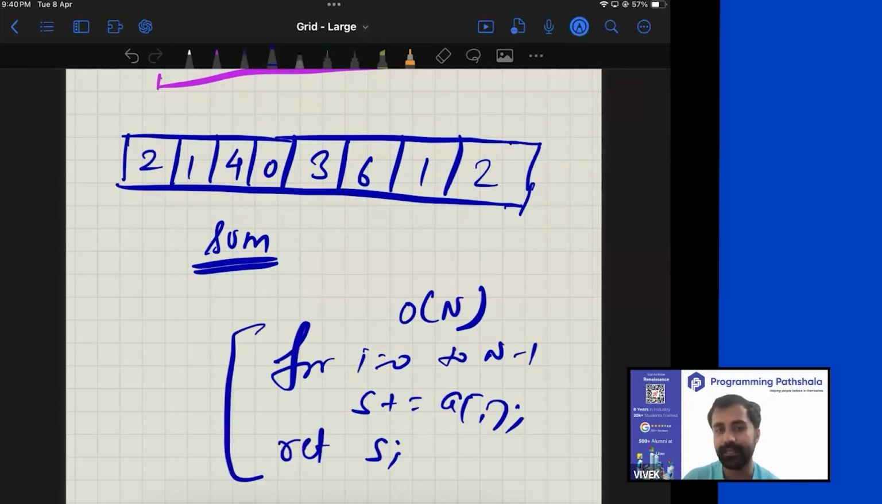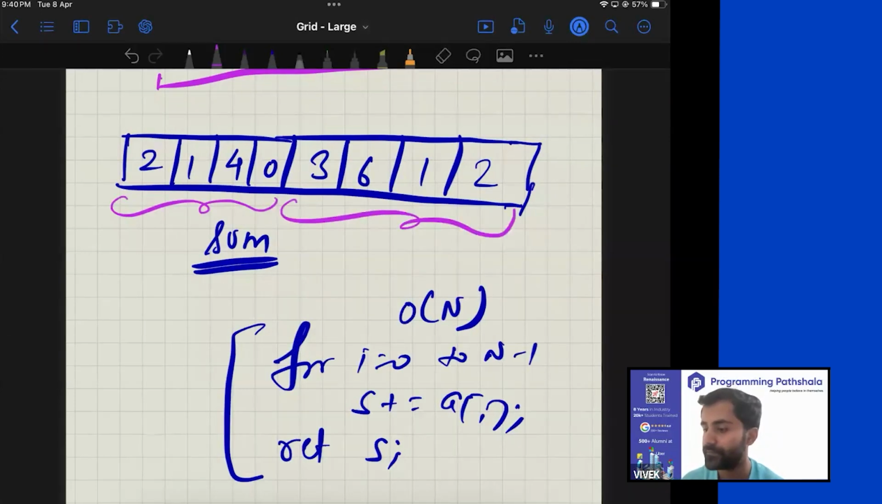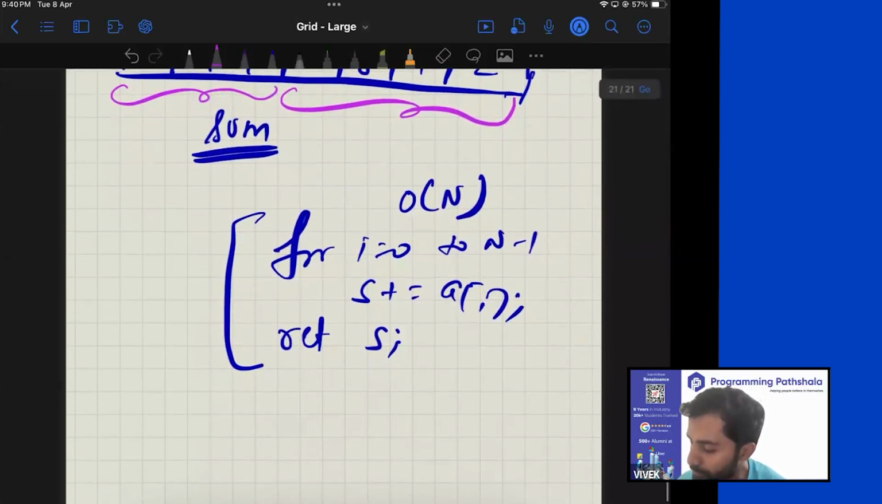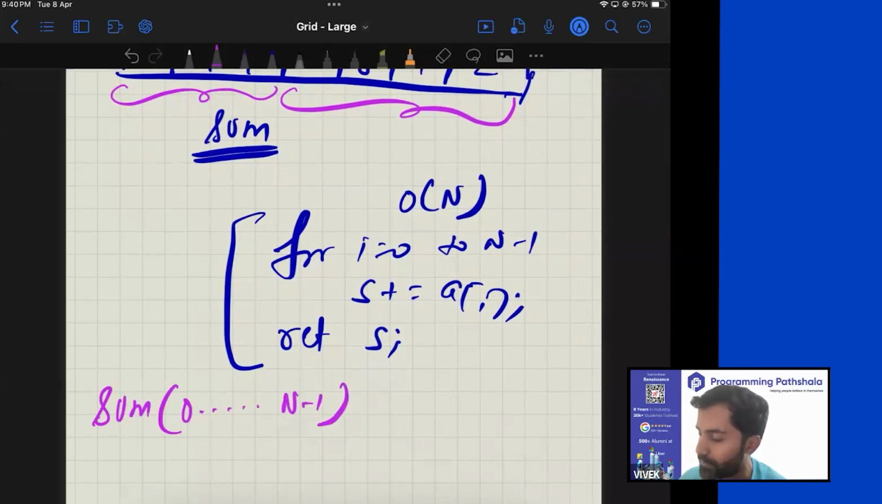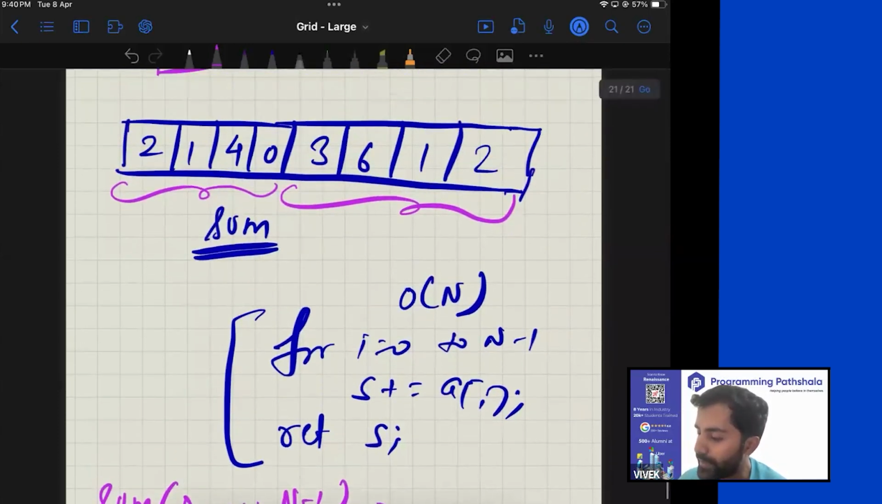Wow, right? Another way could be something like this, where you could say that, hey, the sum of the entire array can be thought of as the sum of the first half plus the sum of the second half. You can definitely think like this, right? There is nothing wrong in thinking like this. You can say that if I want to find the sum of an array from index 0 to index n minus 1, then let's do one thing. Let's find a middle point.